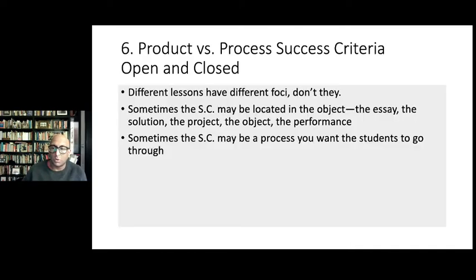Okay, we're approaching the end now. Now that we've thought about what we're doing, we've figured out what our intention is, we have to think about how we are going to know we're successful or not. Different lessons have different focus. Sometimes the success criteria can be located in the object: an essay, a solution, a project, the object that you're making, the performance. Sometimes it might be the process. And again, we come back to this knowledge versus skill issue. What we are doing in different lessons changes.